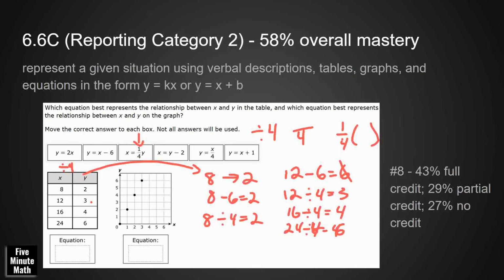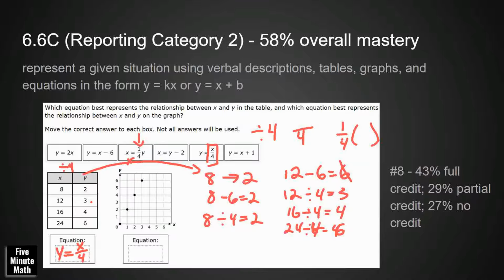We are not dividing by 4 or multiplying by 1/4 the y. We are dividing by 4 or multiplying by 1/4 the x to get to the y, so we don't need this one. What we need is, and here we go, this is how we show division in 6th grade, x over 4. It's showing division in fractional notation there.